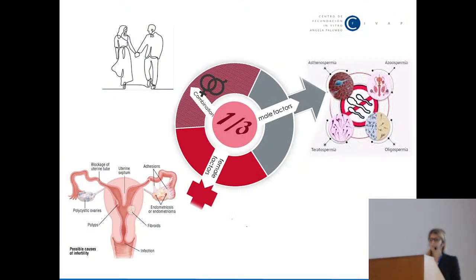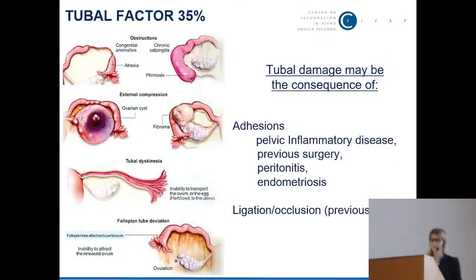You know that the causes of infertility are one-third male factors, one-third female factors, and one-third a combination of factors. And among female factors, 35% is due to tubal damage, such as adhesions, PID, previous surgery, peritonitis, endometriosis, or also tubal occlusions due to previous ectopic pregnancies.